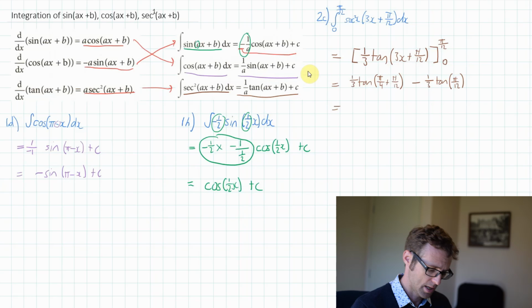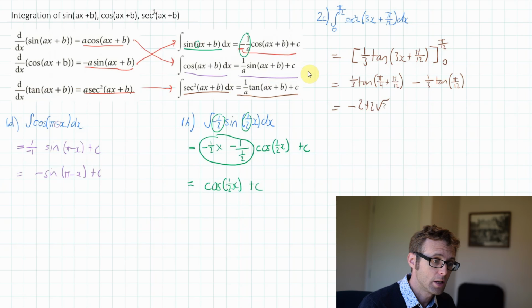So I'm getting this answer on my calculator, minus 2 plus 2 square root 3 all over 3, and this can be given to three significant figures as 0.488.